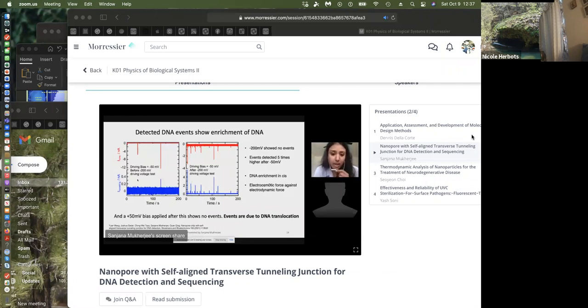Then we again apply negative 50 millivolt, and we see 5 times higher events. So we think that when we apply negative 200 millivolts, either the detection was beyond the bandwidth of the device we have, or the negative 200 millivolt actually made a lot of DNAs enrich or accumulate in the cis side. And as soon as we applied negative 50 millivolt, those were drawn to the other side. That's why we see so many events, much more than when we just apply negative 50 millivolt. So DNA enrichment in the cis chamber is something we have observed.